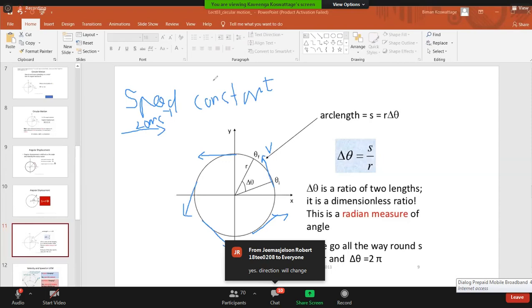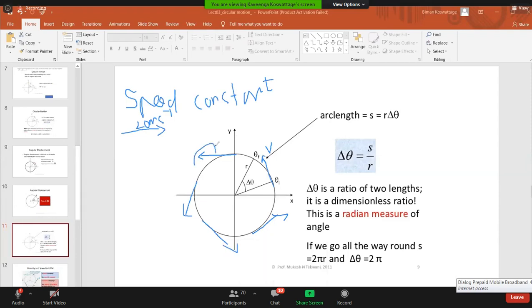Yes, exactly. Robert, you are really correct, and thank you very much for your answer. Yes, direction is changing. Because velocity is a vector, even though the magnitude is the same, the direction is changing. So it means that velocity is changing.